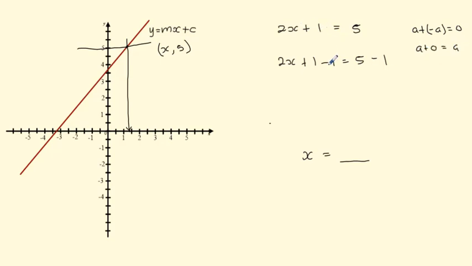We use this to create a 0 here by adding minus 1 on both sides, because this is an equation and we want to maintain it balanced. We get 2x plus 0, which gives us 2x according to this property, and on this side we get 4. Then we end up with 2x equal to 4, and again we divide both sides by 2. Then we get x equals 2. Then we say we have solved the equation.